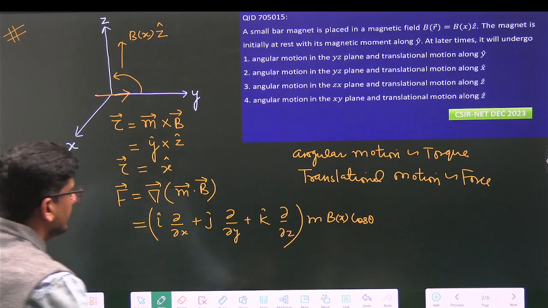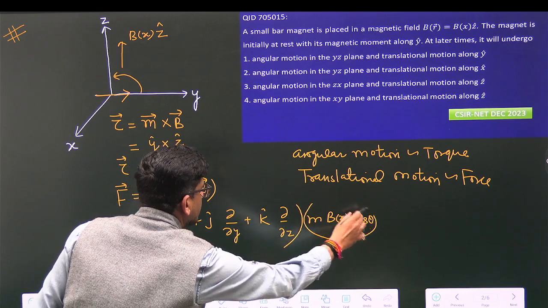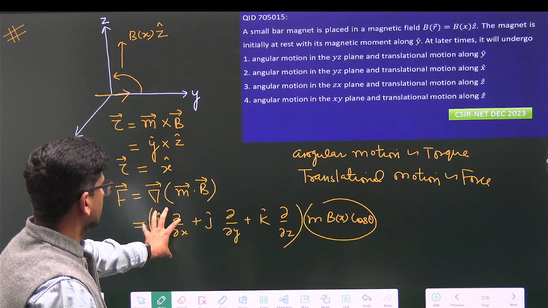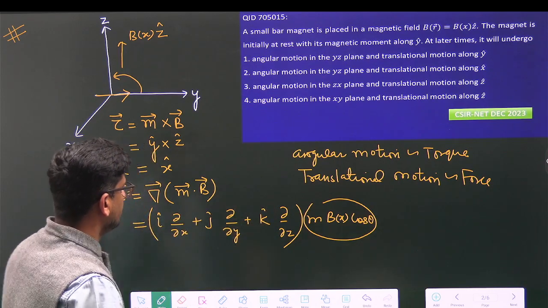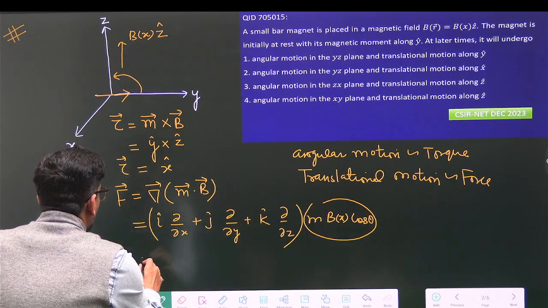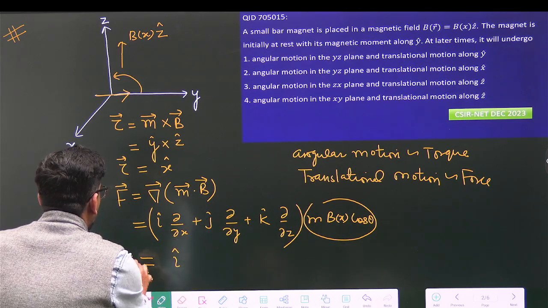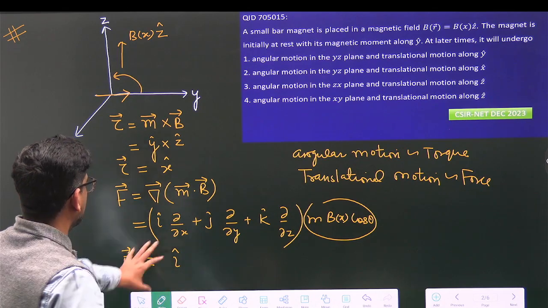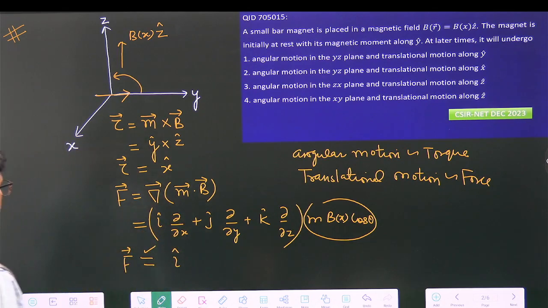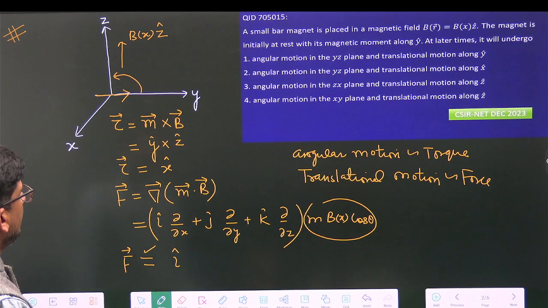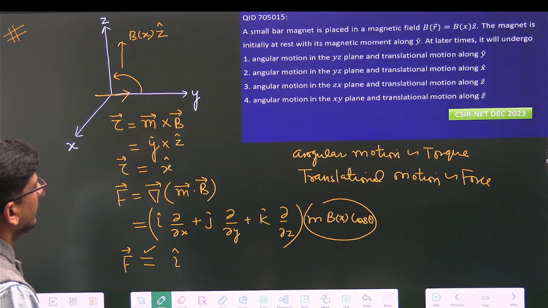So now you can see this is only a function of x. So when it will go in the gradient, only this term will survive. This and this will give 0. So that's why only the i cap term will survive. So force will be in the direction i cap, okay? Just I am not writing the complete term. Only we have to check the direction. So the motion will be along the x cap direction and it will be in the yz plane.